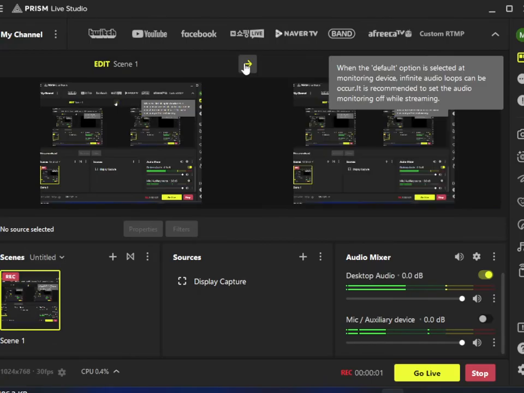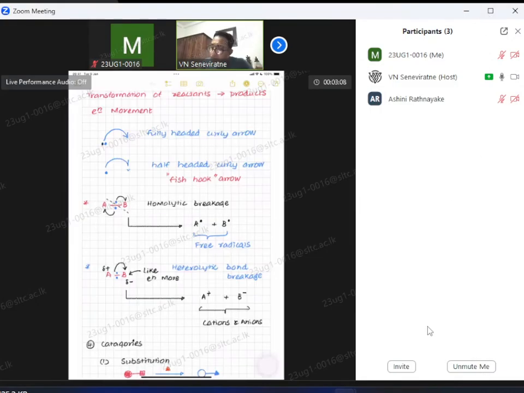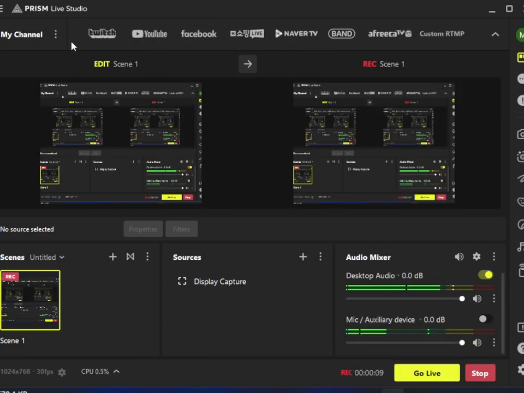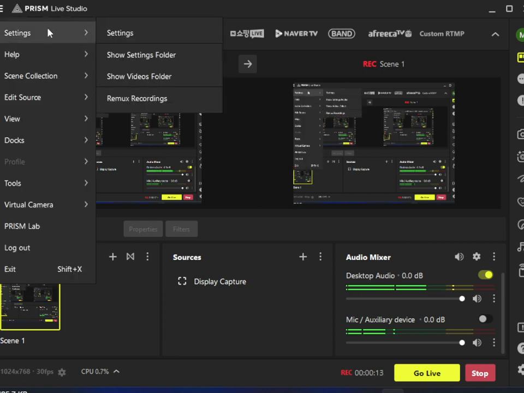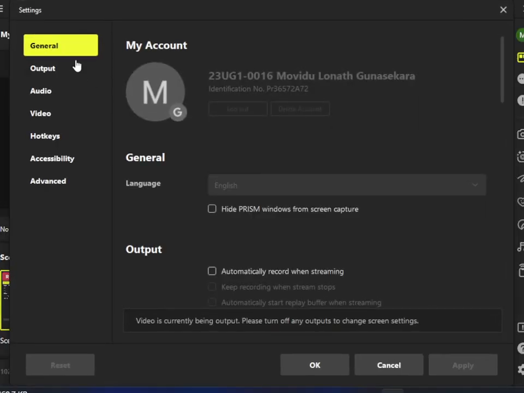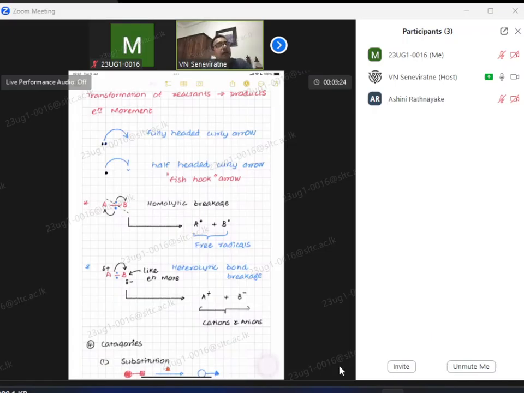Broke actually on that day. If you have two electrons, the movement of the two electrons is explained by a fully headed arrow. There's a fully headed arrow for the movement of two electrons, and the movement of a single electron is explained by a half-headed arrow like that, which is also called a fishhook arrow, right?